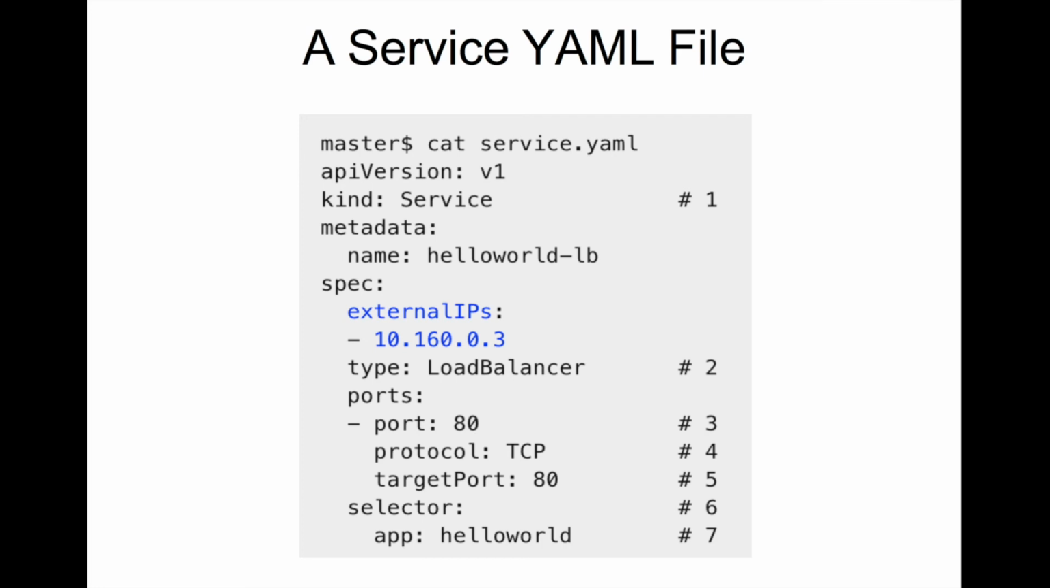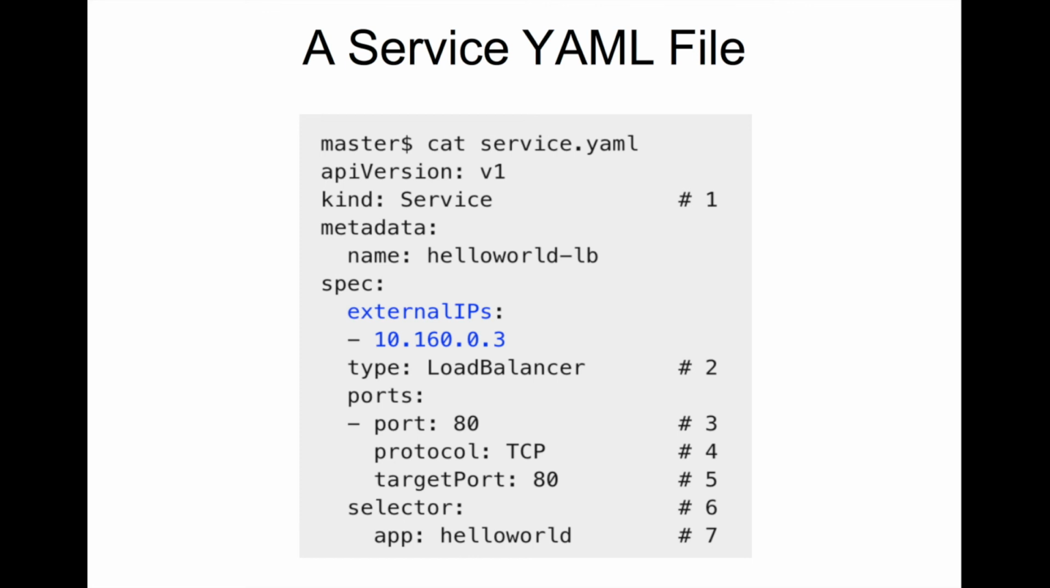Number 3, port. It specifies the port at which the service gets requests. Number 4, protocol. The communication protocol used by the application. The HTTP server uses the TCP protocol. Number 5, target port. The port at which incoming requests are forwarded.